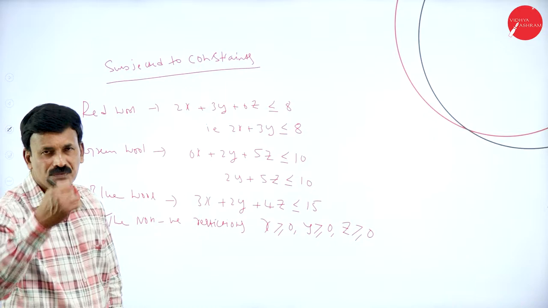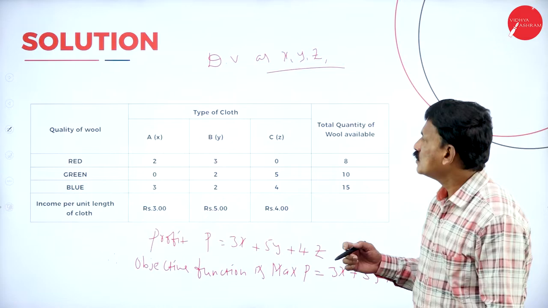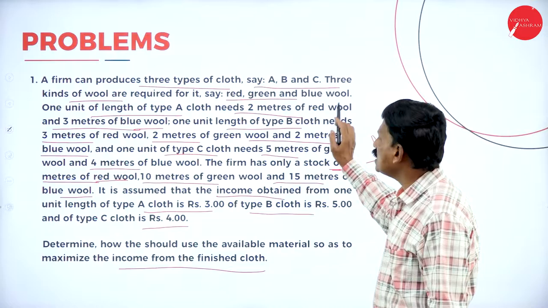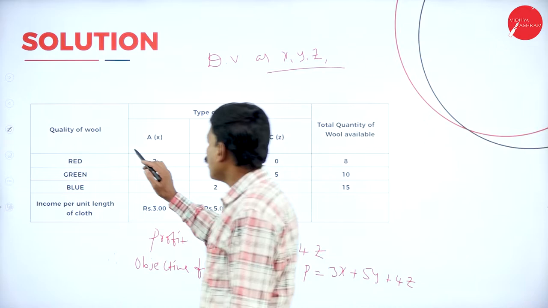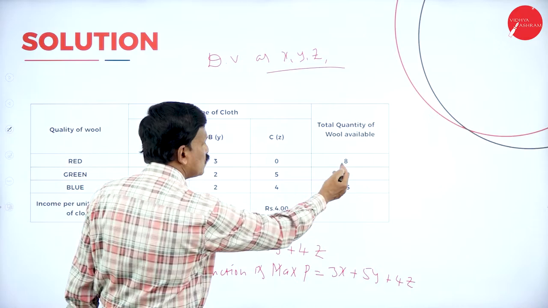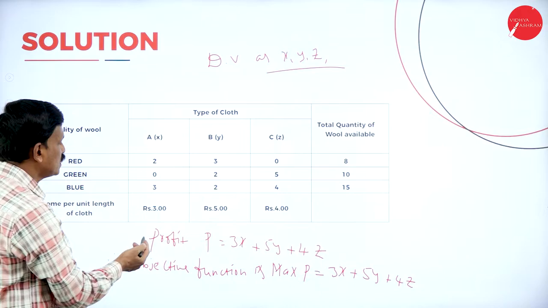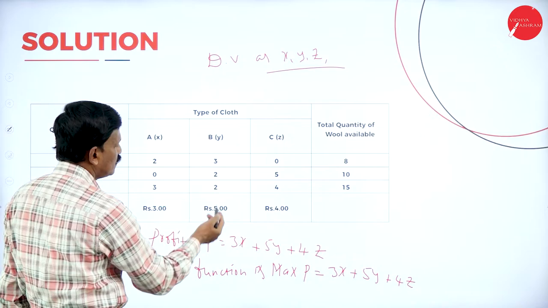Let me explain once again. See, what is the problem given? A firm produces three types of cloths A, B, C, and the qualities of wool are red, green and blue. The maximum availability of wool is 8, 10 and 15, and the profit is rupees 3 for cloth A, 5 for cloth B, and rupees 4 for cloth C.